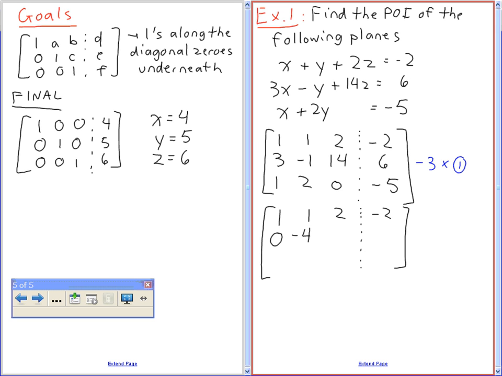2 times negative 3 is negative 6. Negative 6 plus 14 is 8. And then negative 2 times negative 3 is 6. 6 plus 6 is 12.